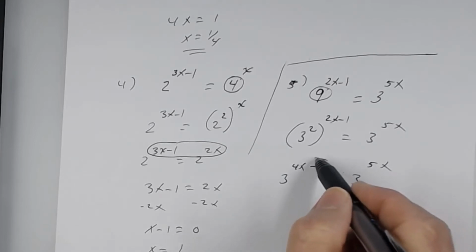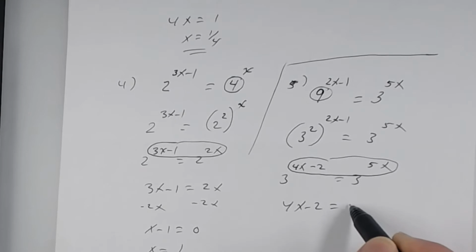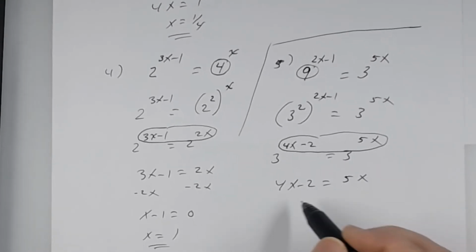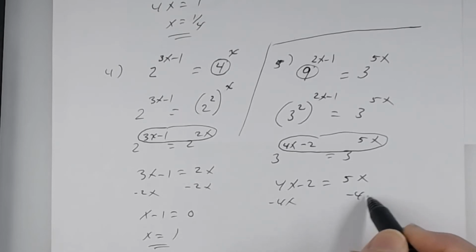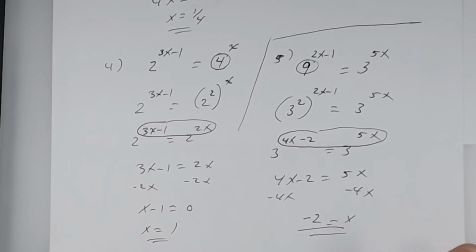Now the base is the same. So 4x minus 2 must equal what? 5x. Subtract 4x from both sides. What's x equal to? Negative 2. There's your solution. Okay? All right, let's see if we can do number 6. Number 6.